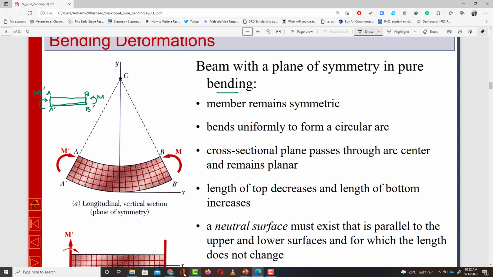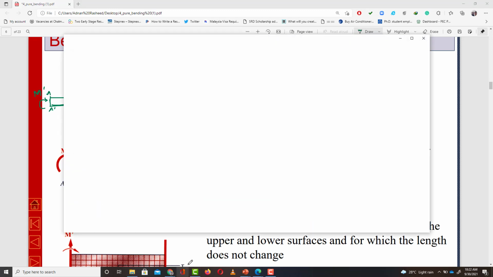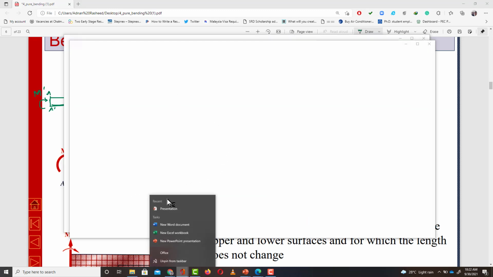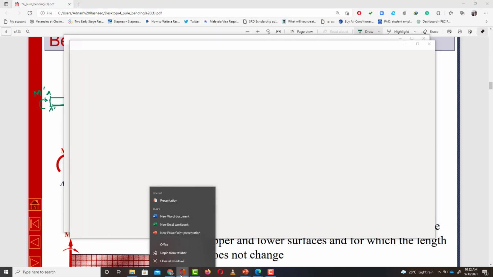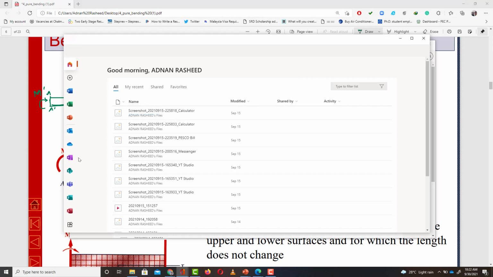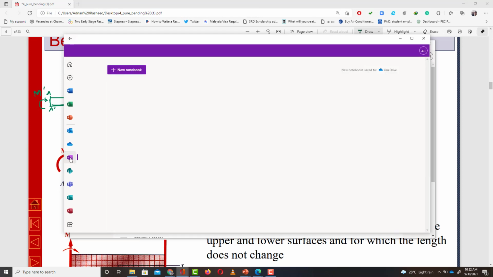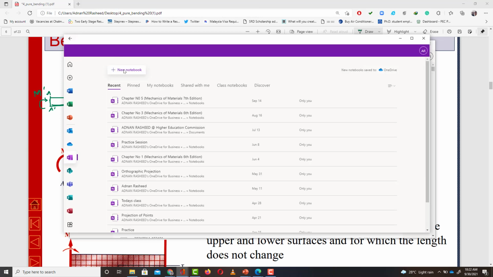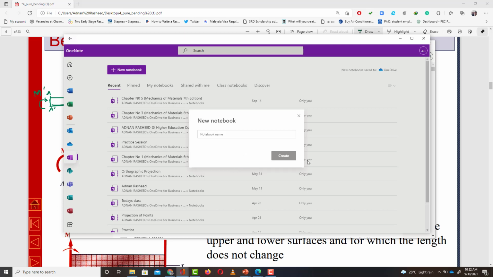I think we should use some, let me select portion so that I can also write it clearly. Notebook. A, B, C, any name.